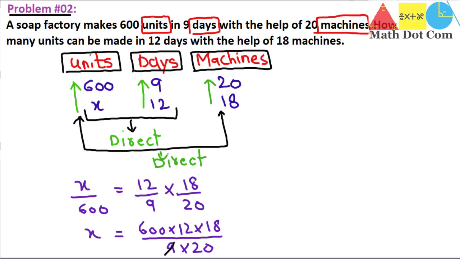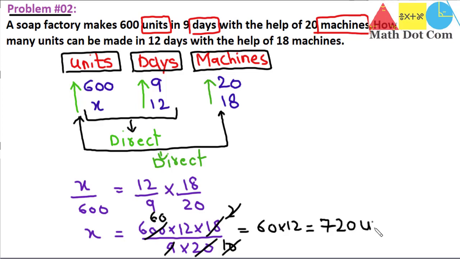And let's simplify it: 2 9s are 18, 2 10s are 20, 10 60s are 600. So it will be 60 multiplied by 12, which is equal to 720 units. So this is what we wanted to find. It means 720 units can be made in 12 days using 18 machines. Now let's verify or check whether our answer is right or wrong.